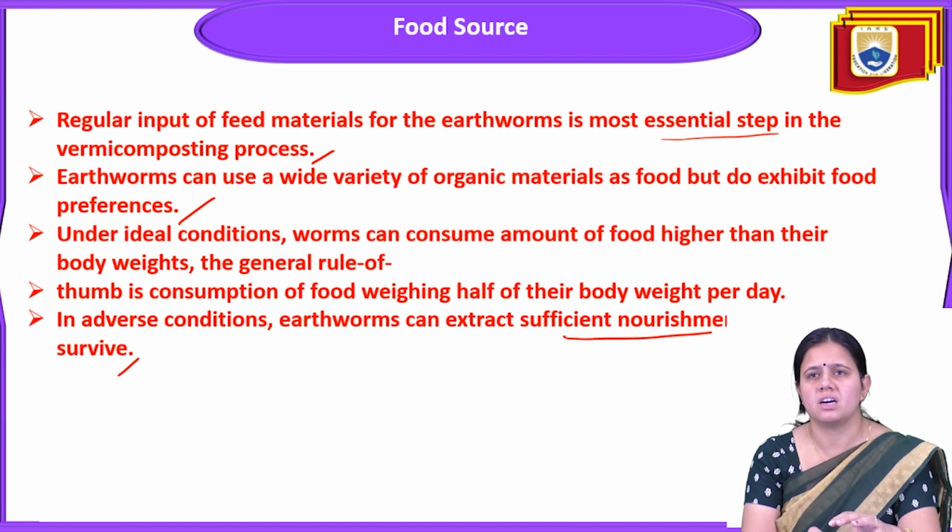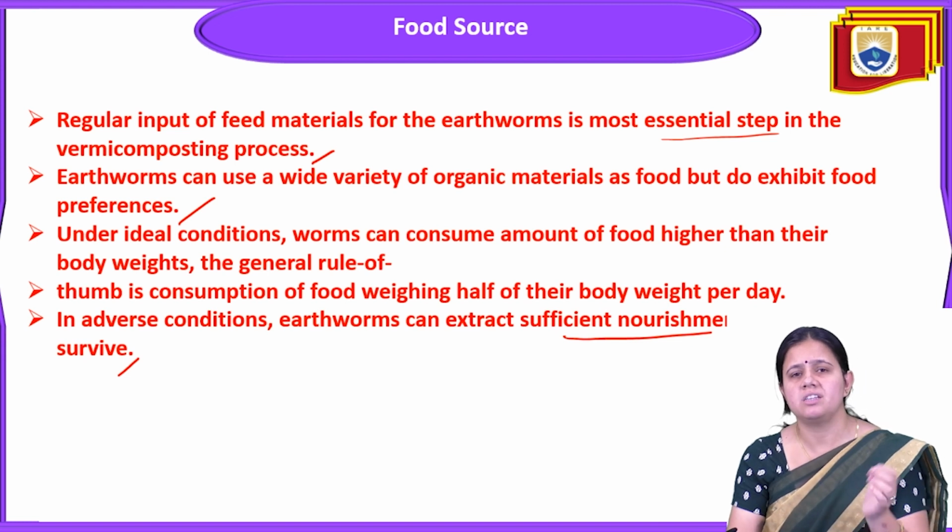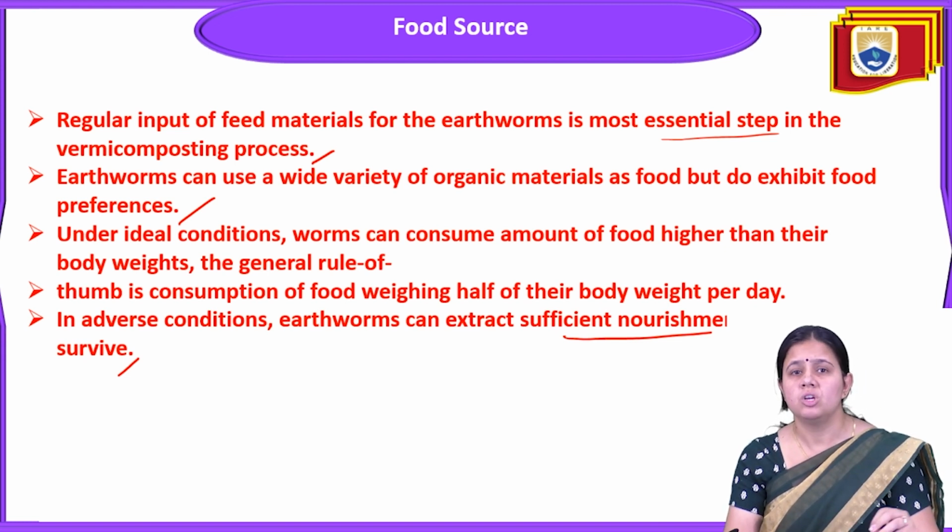So these are the ideal conditions for the food source. The first point is that there should be a regular input of food material. Earthworms can use a wide variety of organic material as food, but they do exhibit food preferences. You should provide them better quality food so that they can work better, because our main aim is to turn this solid waste into vermicast.